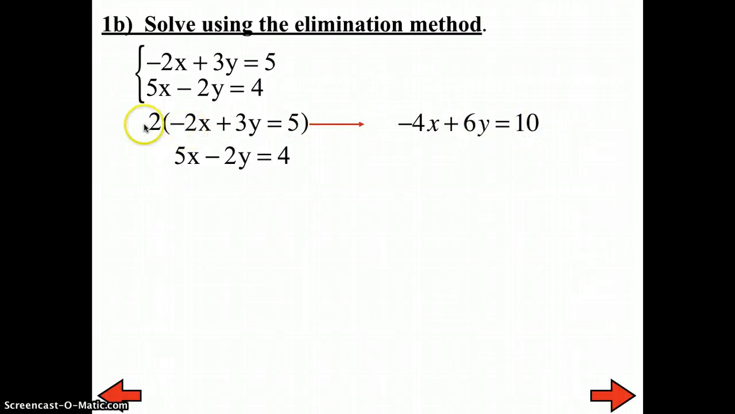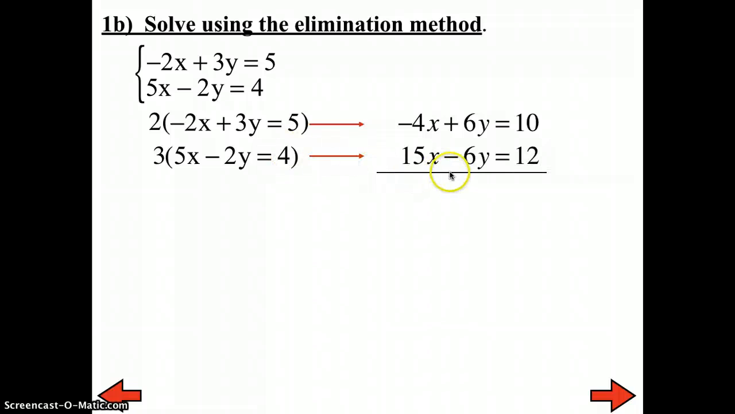So since I am trying to eliminate my y's, I have a positive 6y right here. I'm going to have to make this term turn into a negative 6y. Since this one's already negative, I'm just going to have to multiply by a positive 3. I'm going to go ahead and distribute to every single term, and I'm going to be left with 15x minus 6y equals 12. Here, I successfully eliminated my y terms, leaving me with just 11x equals 22.